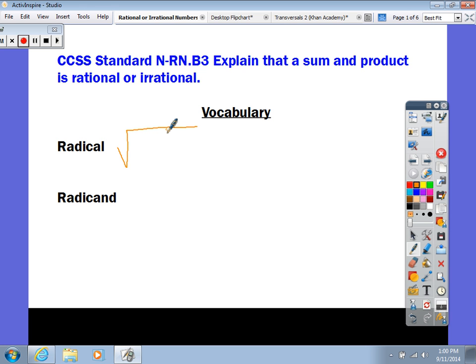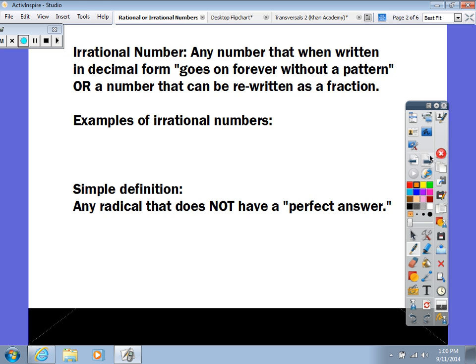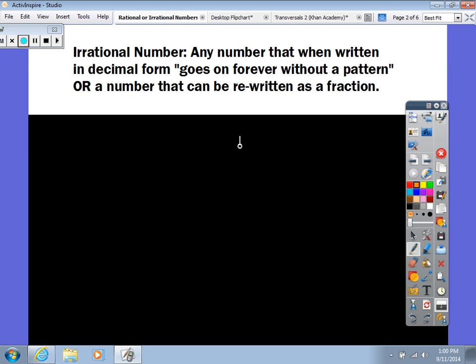All right, the radicand is actually the number that's inside of our radical. So it's this guy right here. And I just like to refer to him as the radicand because it's a fun word and it makes you sound smart when you say it, especially in college. Professors love that. All right, for this one right here, I do have a definition of irrational numbers.